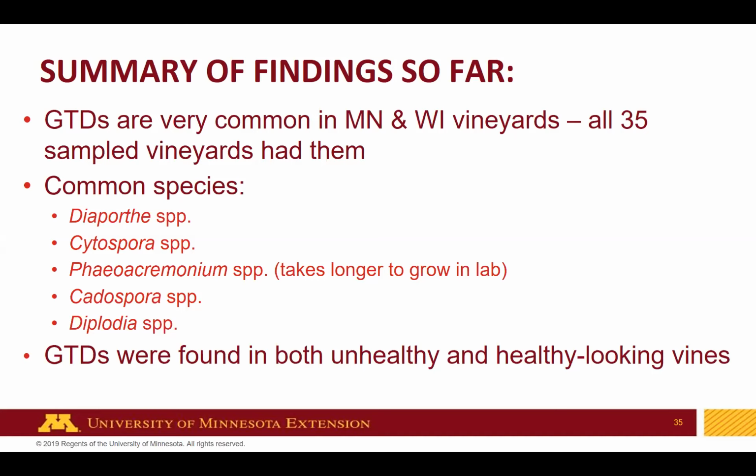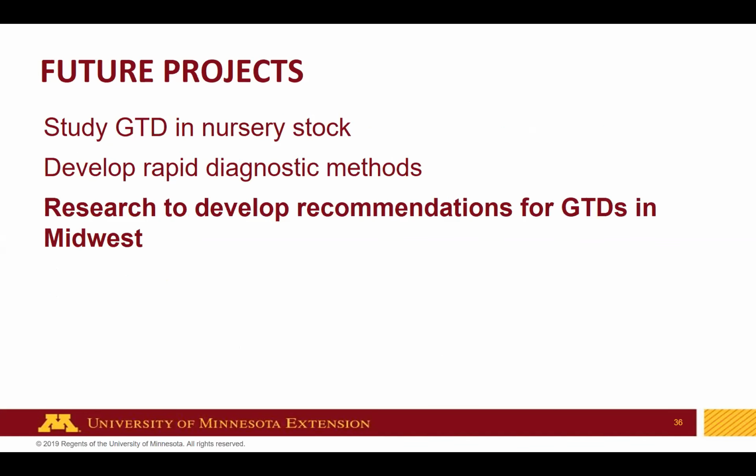So the implication of this may be that these vines can survive sometimes just fine, even if they have grapevine trunk diseases, depending on the overall health of the vines. Future projects, we are working on this right now, studying grapevine trunk diseases in nursery stock. So we're getting stock from 3 different nurseries, and we're going to be analyzing that in the lab, developing rapid diagnostic methods so we can get these results faster.